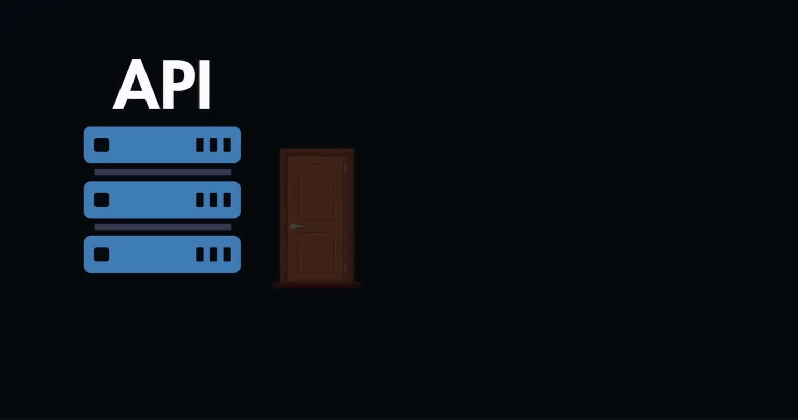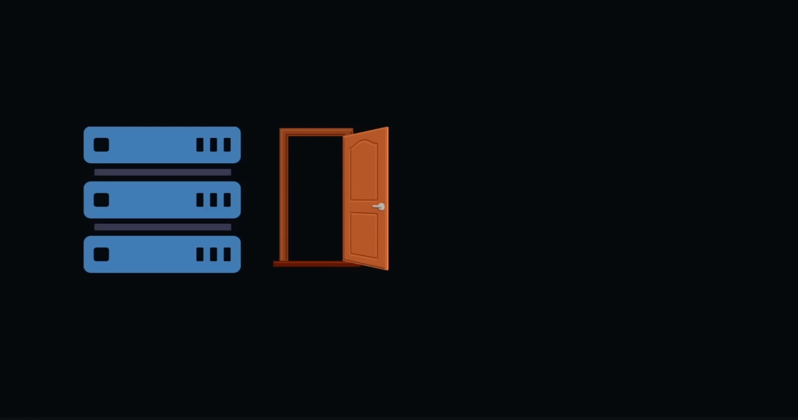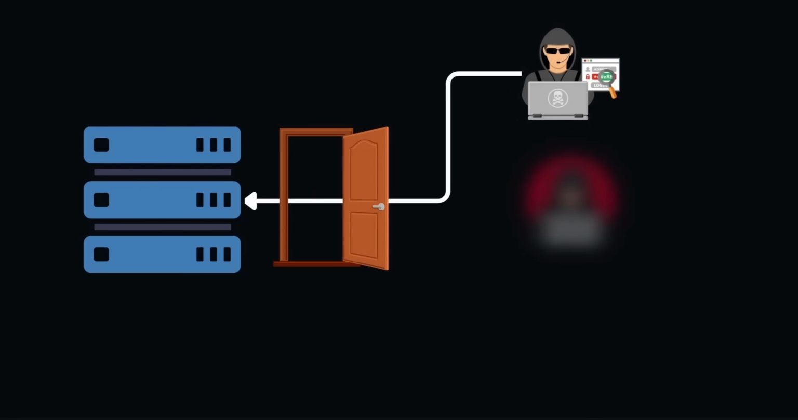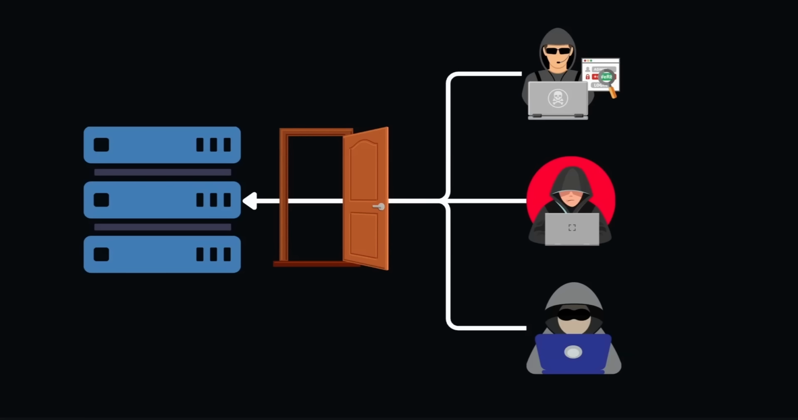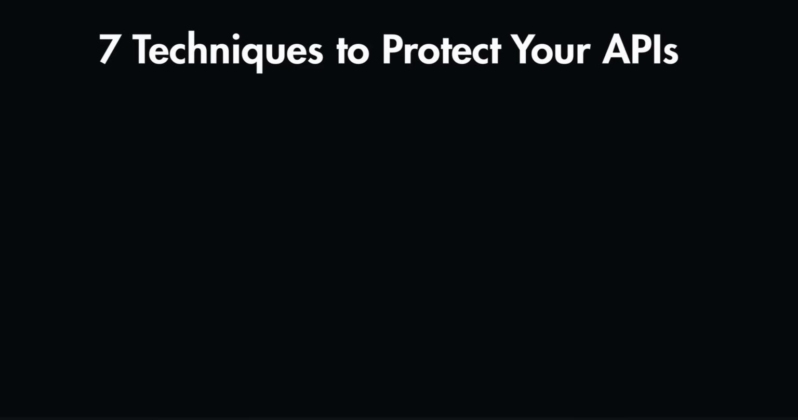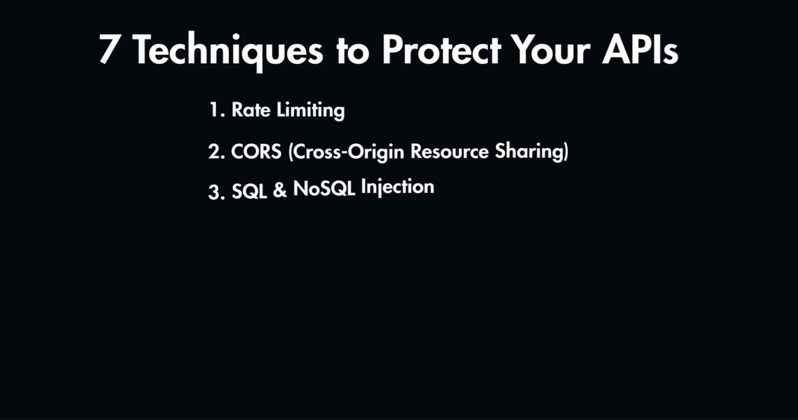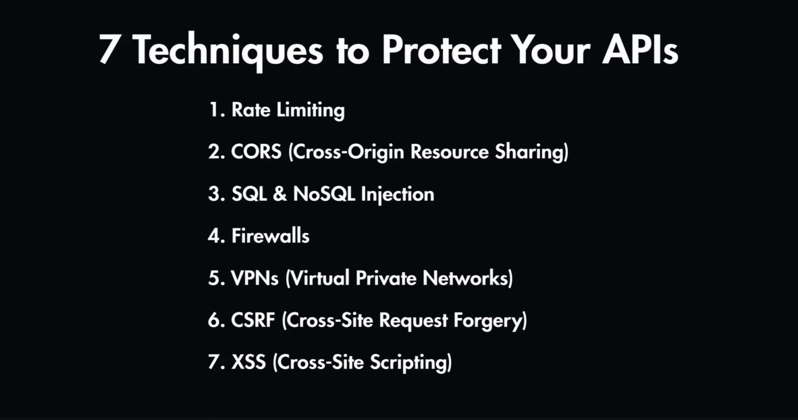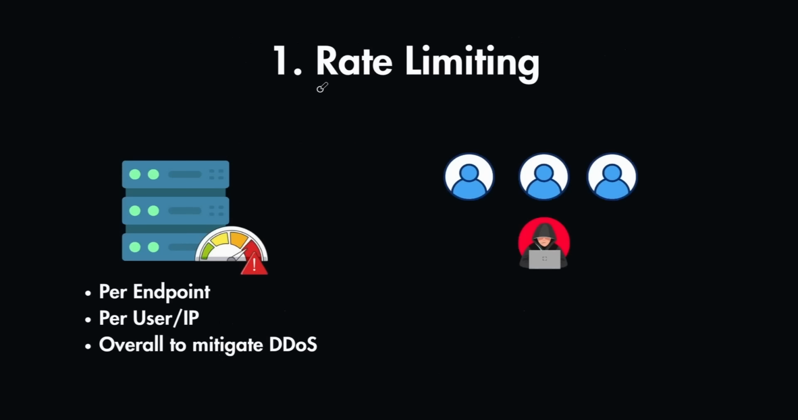APIs are like doors into your system. If you leave them unprotected, then attackers, or anyone, can walk right in and do whatever they want with your user data and overall the system. That's why in today's video we'll look at 7 proven techniques which will help you to protect your APIs from unwanted attacks. The first one we have in the list is rate limiting, which controls how many requests a client can make in a given time.